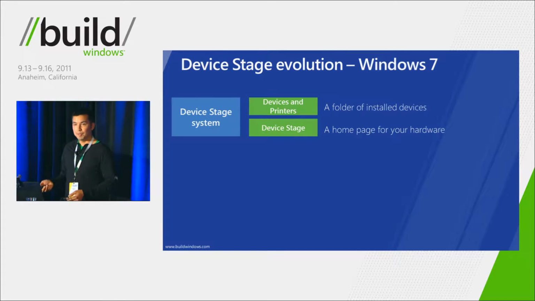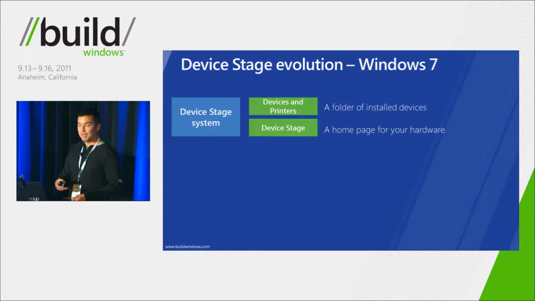In Windows 7, we built the device stage system to automatically detect devices and get all the software you needed for them. That system would show the devices in the Devices and Printers folder with customized icons, with rich names that matched your marketing. And we would also customize the device stage window so that a user could see a home page for the device that provided links to the web, links to applications to go install, and links to other helpful things like built-in applications.